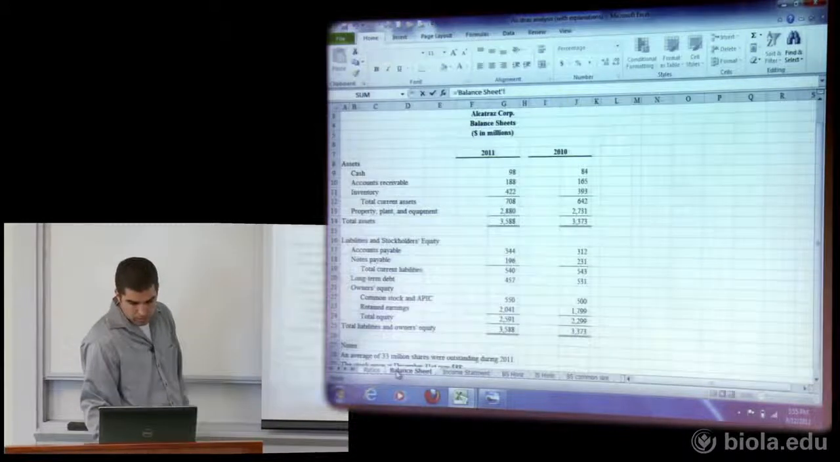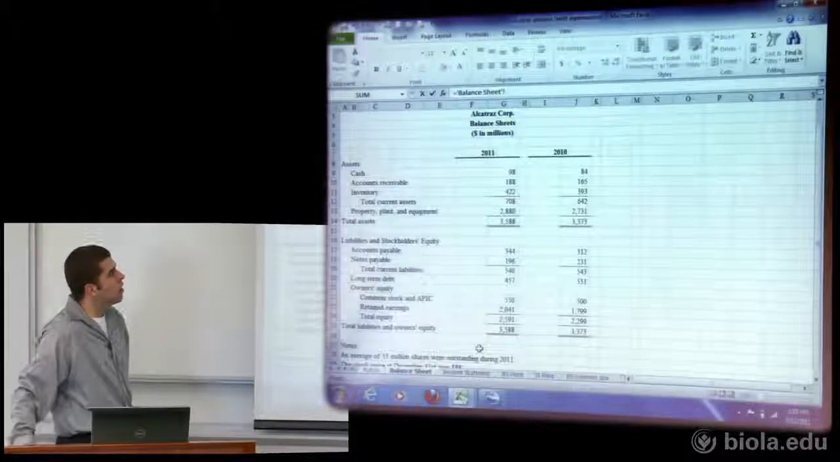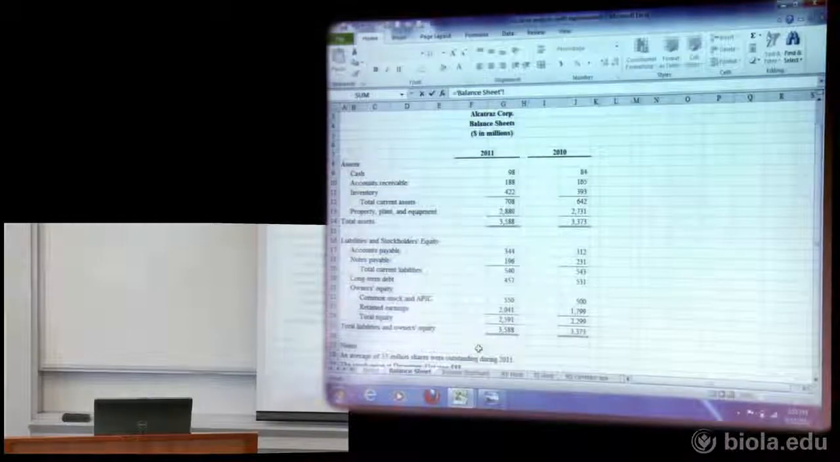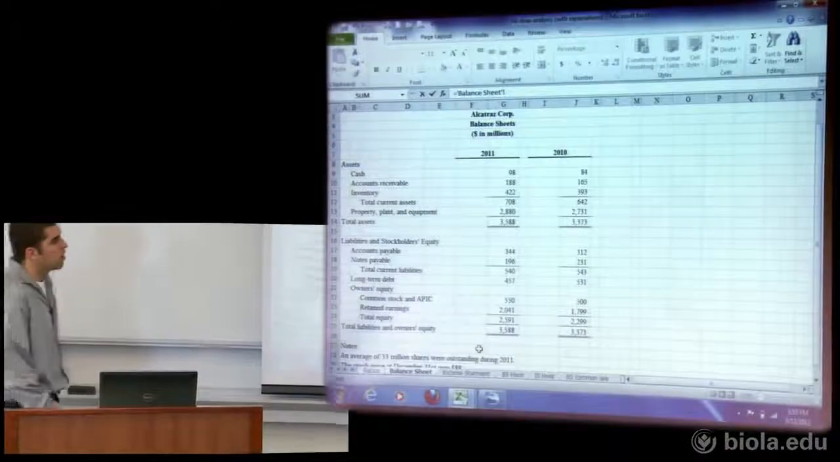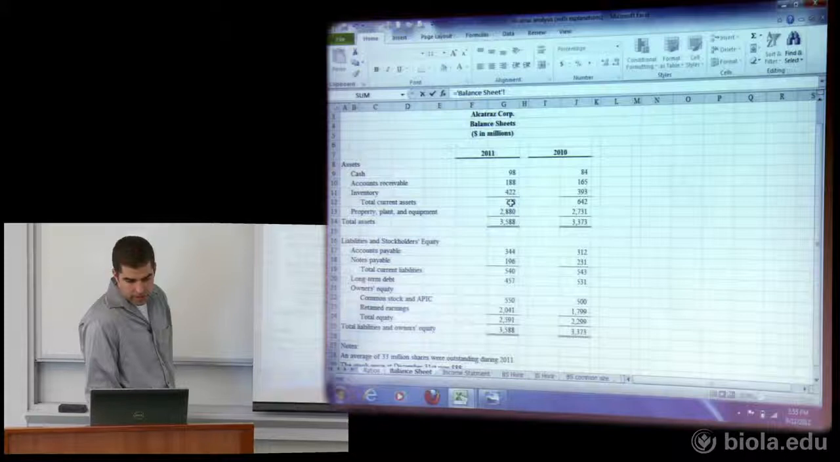So to get your current ratio, we'll do current assets divided by current liabilities. So up here we've got 708, yeah.